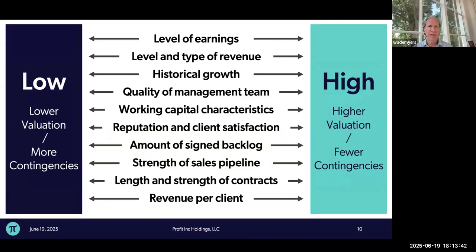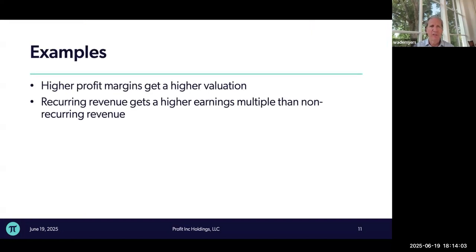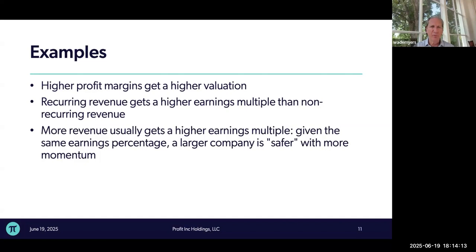And the same with just the level of revenue. Bigger companies get a higher earnings multiple. So all things being equal, even at the same percentage of earnings, just because you have more revenue, it's a safer bet. You've got more earnings on a relative basis. That generally fetches a higher multiple, and the type of revenue. In fact, recurring revenue gets a higher earnings multiple than non-recurring revenue, right? It's more revenue visibility, and so buyers will pay up for that. And more revenue gets a higher earnings multiple, as we mentioned.